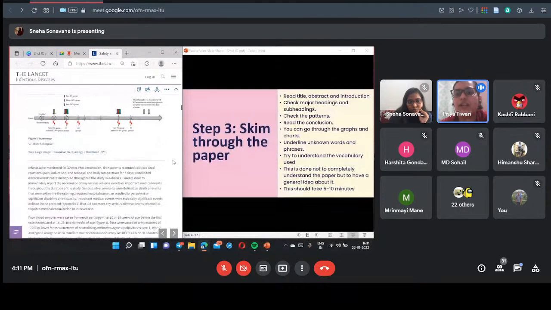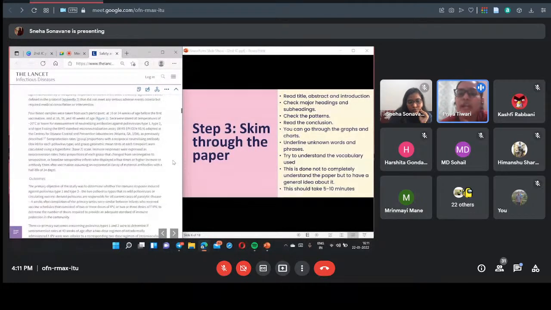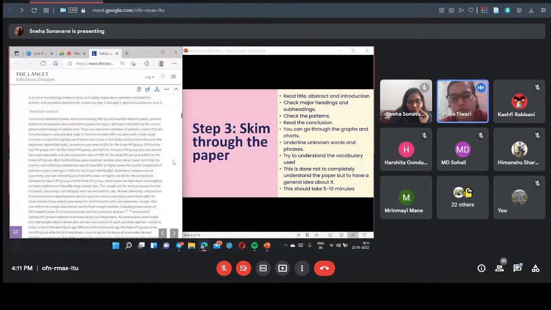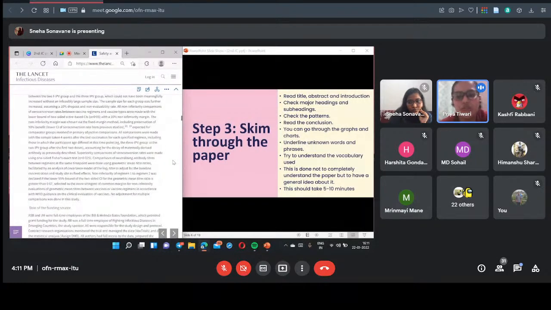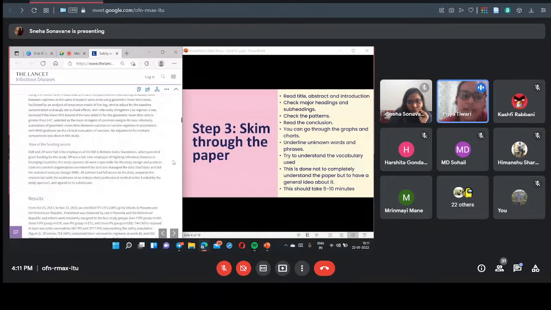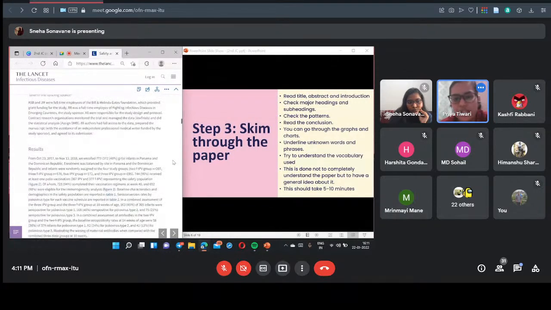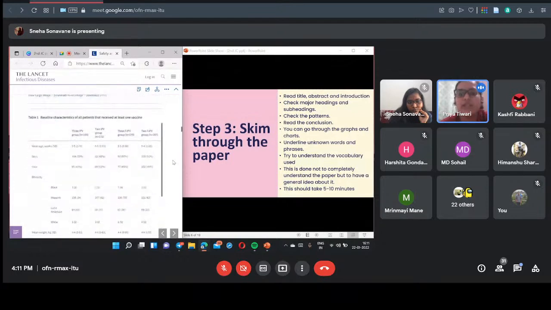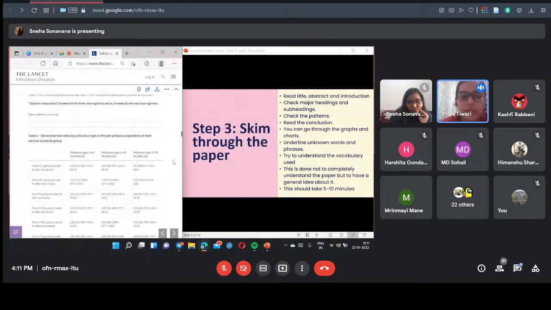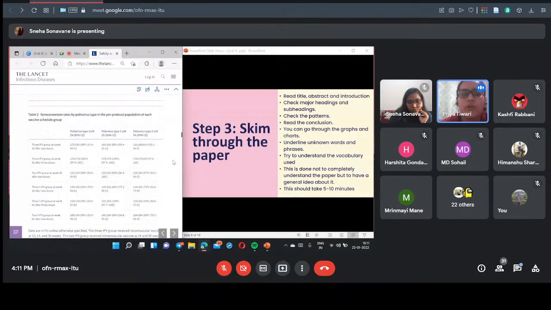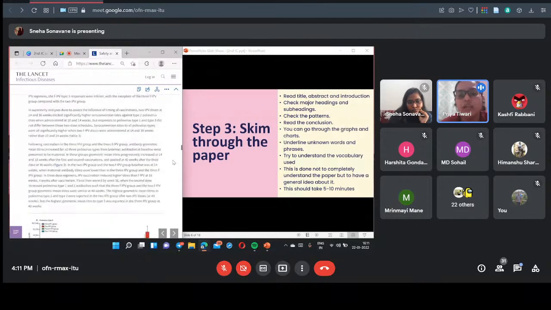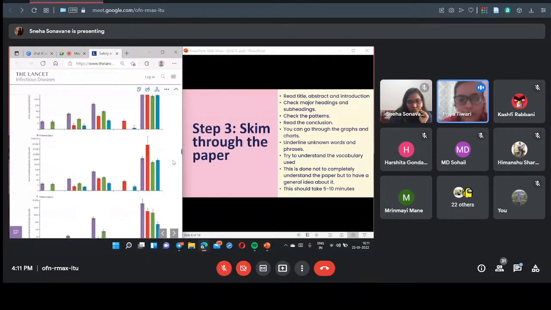So in this, you will read the introduction completely, major headings and subheadings of the paper. Check the pattern of the paper, read the conclusion. You can go through the graphs and charts, and you can underline the known words and unknown words, then try to understand the vocabulary used. And this reading is not done to completely understand what the paper was exactly about, and what methodology and results and conclusion, etc., were obtained, but to have a general idea about the paper. And this should take 5 to 10 minutes of your time.